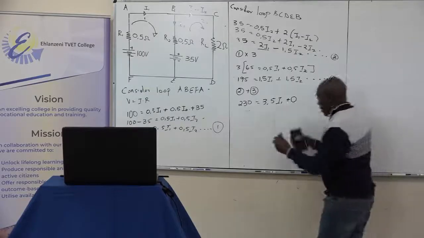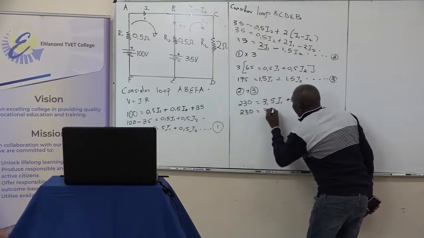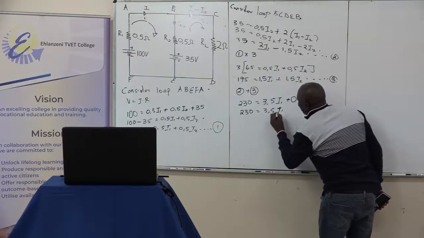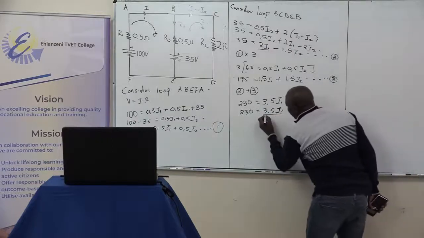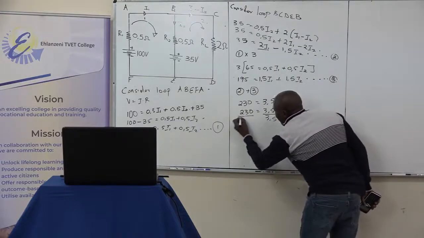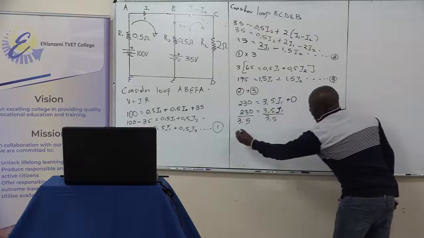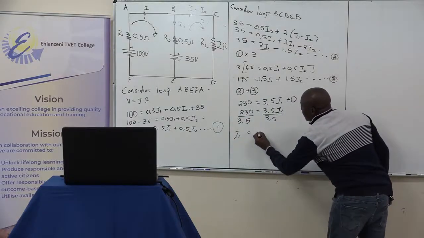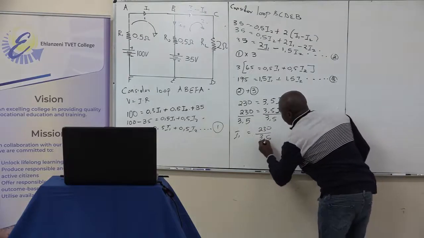So now I have 230 equals 3.5 I1. In order to make I1 the subject, I will divide both sides by 3.5. What I did on this side, I must also apply on the other side. So now I1 will be 230 divided by 3.5.